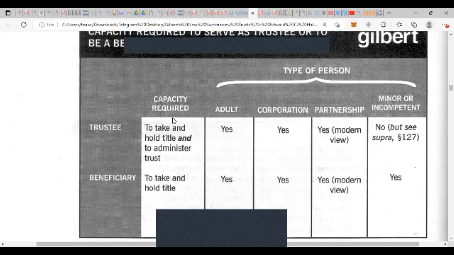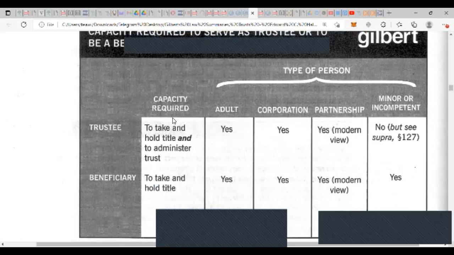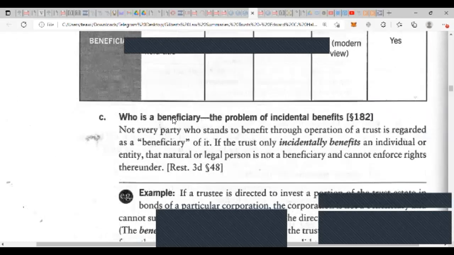Can a corporation be a trustee? Yes. Can a beneficiary be a corporation? Yes. Can a partnership be a trustee? Yes, modern view. Can a beneficiary be a partnership? Yes. Or minor and incompetent. So can a minor or incompetent be a trustee? No, but see Super 127. Can a beneficiary be a minor or incompetent? Yes, they absolutely can.